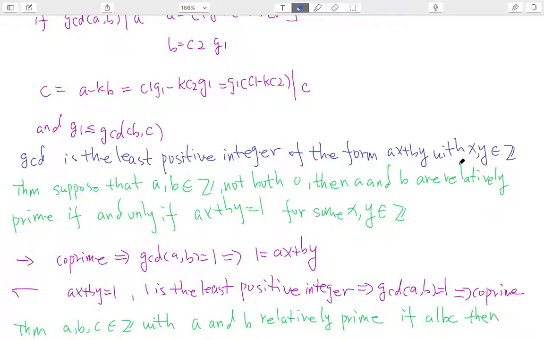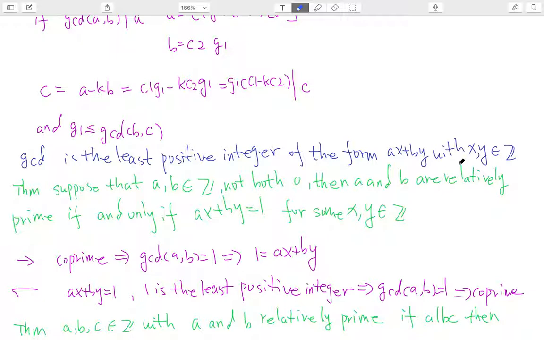So now, let me come to the next theorem. Suppose that a and b belong to the integers, not both 0. Then a and b are called relatively prime if and only if ax plus by is equal to 1 for some x, y belonging to Z. First, I should stress a little bit: when we say a and b are relatively prime, the greatest common divisor of these two elements is equal to 1.